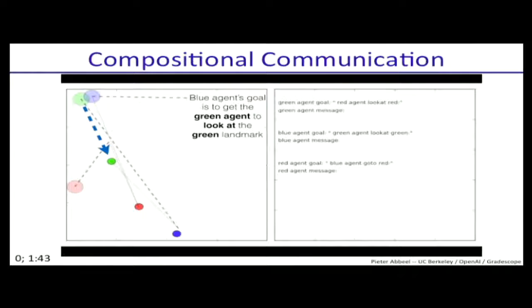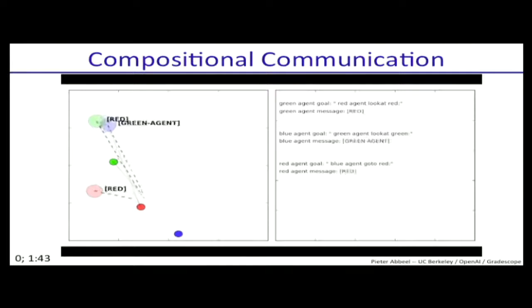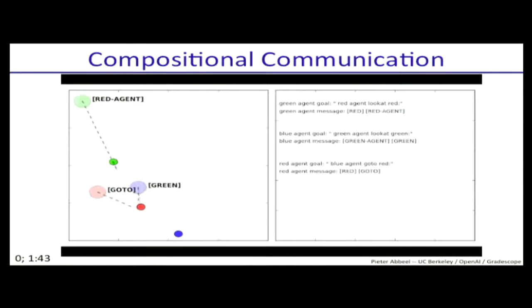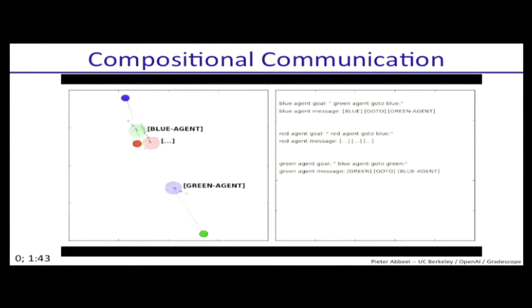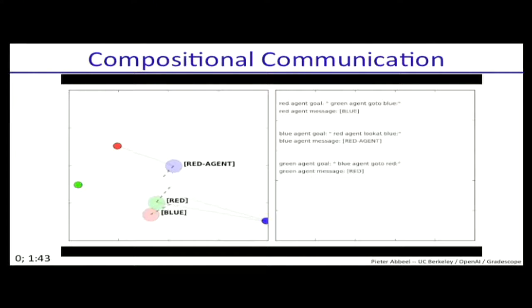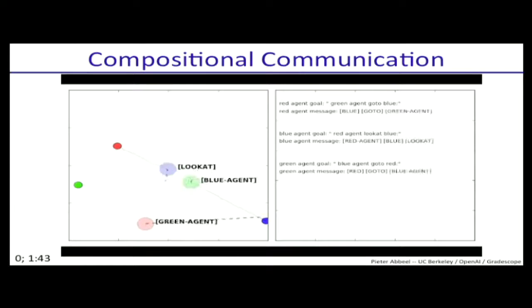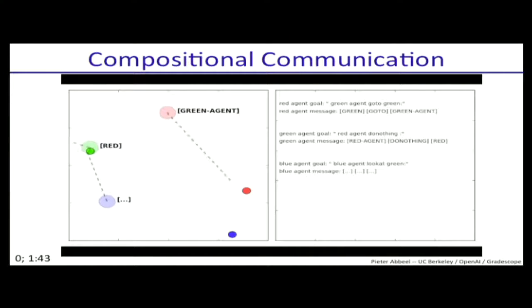So on the right, you'll see the build-up of the messages. And on the left, you'll see the agents start moving. So the first agent says red agent, look at. Okay, so the order in which they say things is not the way we would say things, but it makes sense. They first say something about the landmark that matters, then they say something about the agent that matters or the verb. But sometimes they switch it up. You can see they actually learn to perform these tasks very reliably.